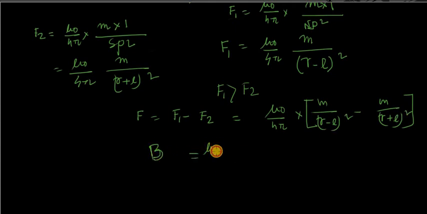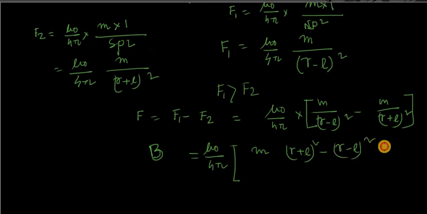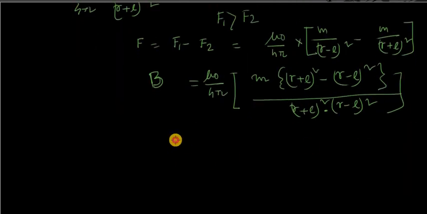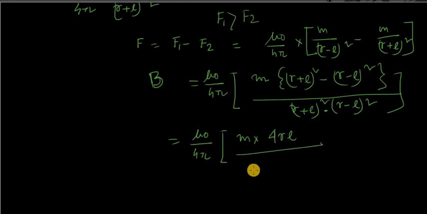So B is nothing but mu 0 by 4 pi m, the first term is r plus l whole square minus r minus l whole square, and the denominator is r plus l whole square into r minus l whole square. If you do the calculations, this is mu 0 by 4 pi, m into, a plus b whole square minus a minus b whole square, which is nothing but 4ab, and your denominator is r square minus l square whole square, because a plus b into a minus b is a square minus b square. So this is all about your calculations.